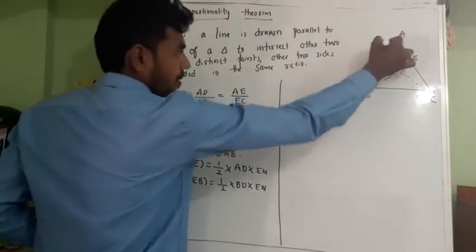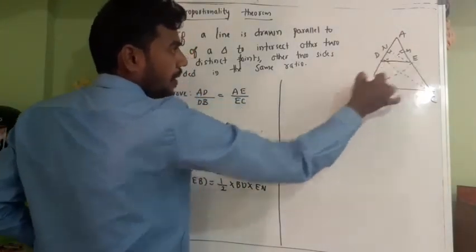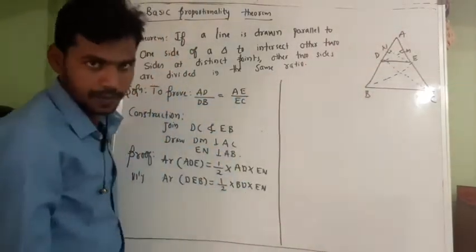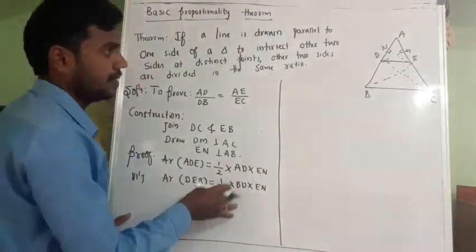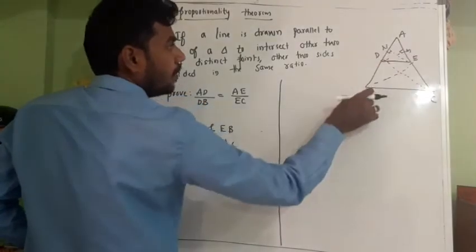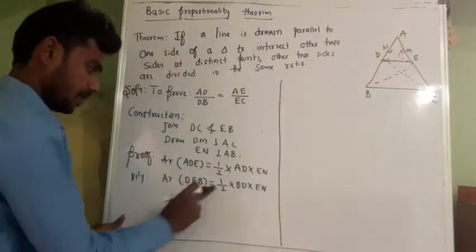So for this particular triangle AEB, EN is the altitude. The altitude for a triangle will remain the same. That only I have written. Though it is a triangle DEB, where is the altitude? EN is the altitude.